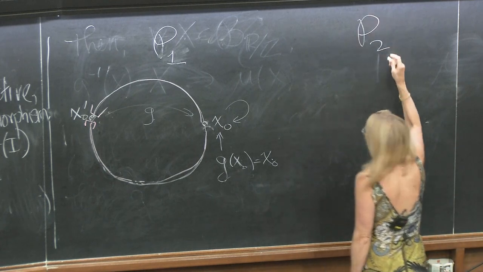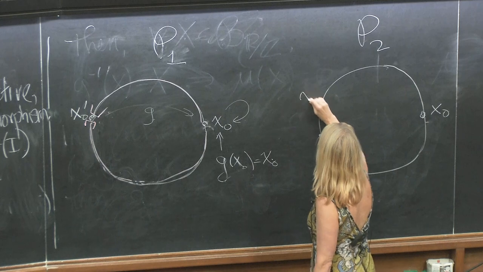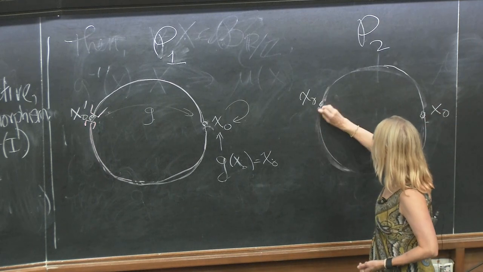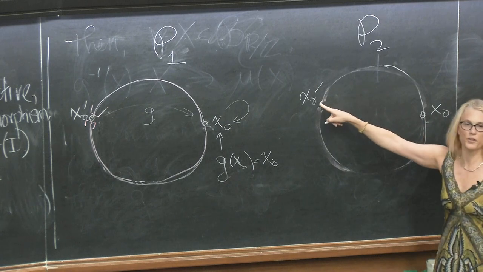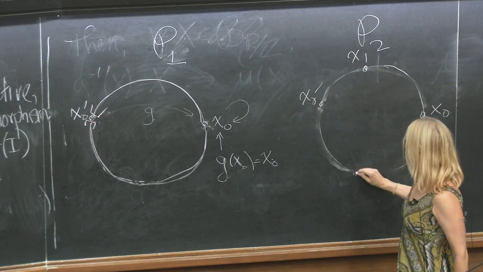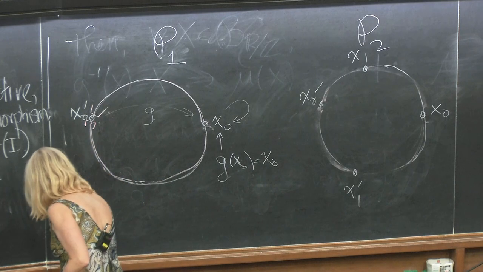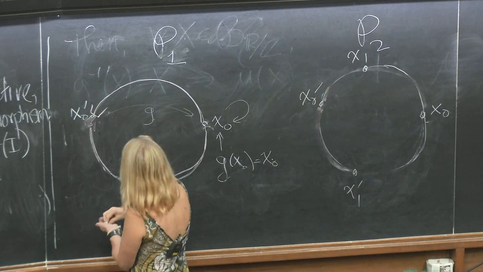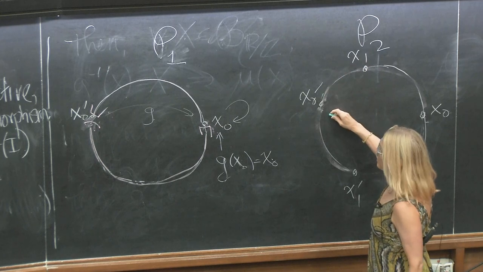Now, how will I construct P2? Well, my sequence of partitions will be nested. If this is x0 and this is x0 prime, I already have P1 constructed. Now to construct P2, well, this is x0 prime. I already have found all the preimages of this point, but this point has two preimages. Let's call them x1 and x1 prime. And I can divide the circle into four pieces now, and I get a partition.